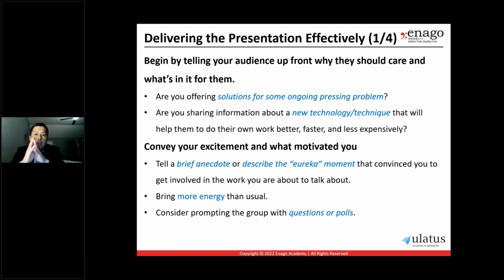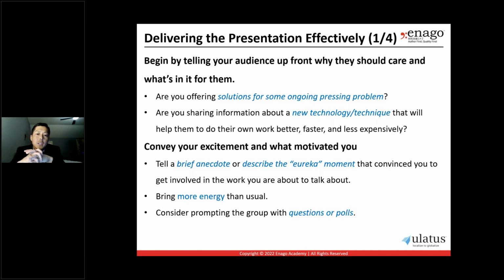Start by telling your audience why they should care about this. What kind of solutions are you offering to what kind of problems? I think public speaking is a big problem, and I'm hoping I can help you with that. Or maybe you have a new technology or technique that will help people. That's something that people want to hear, and that's something that will keep people engaged.